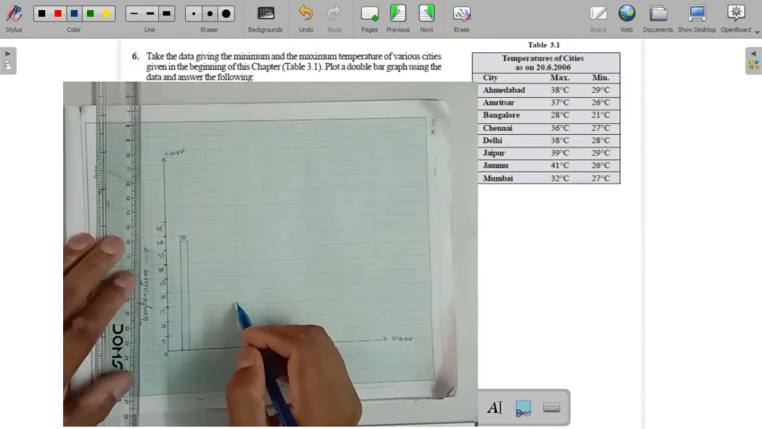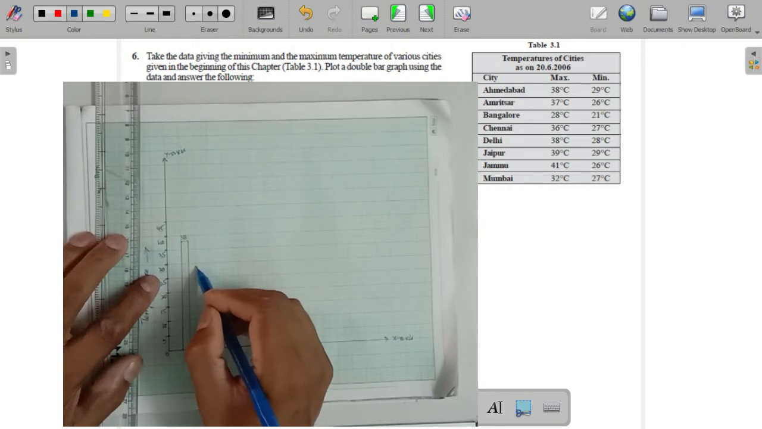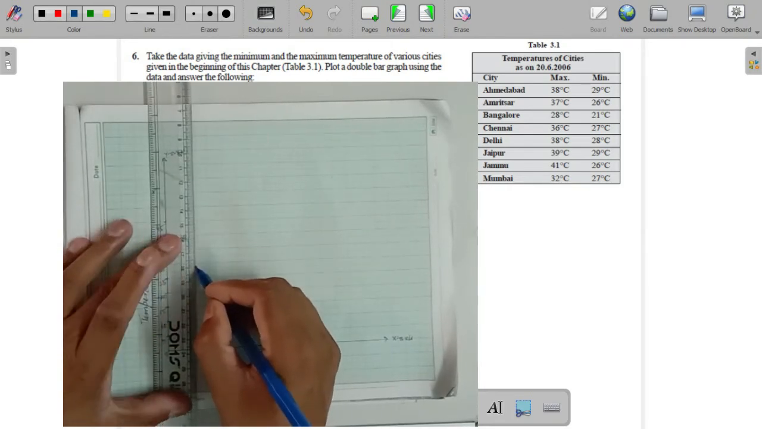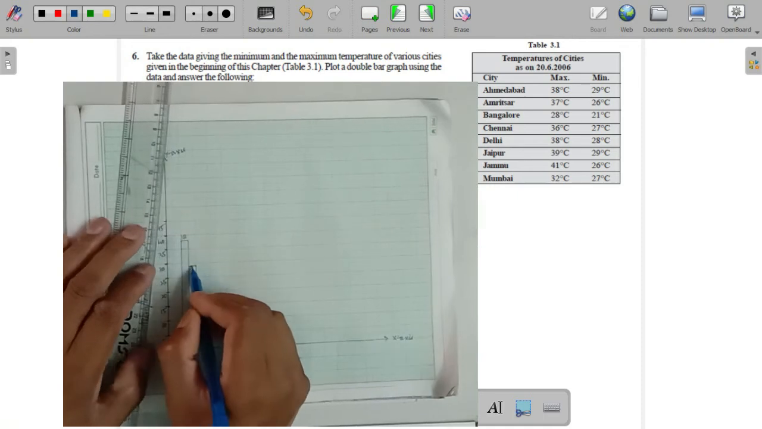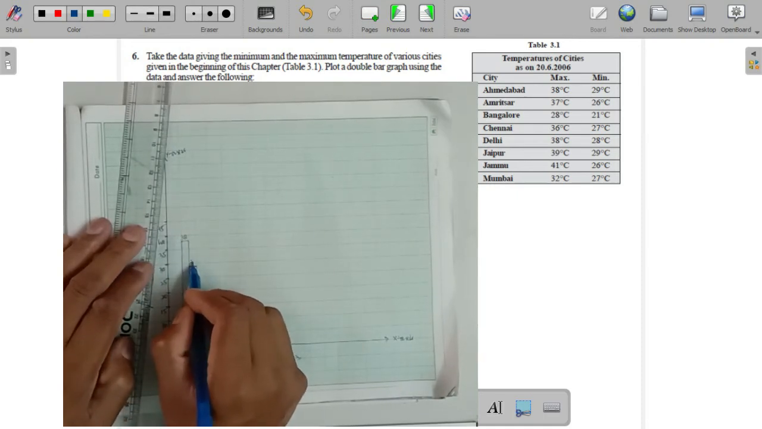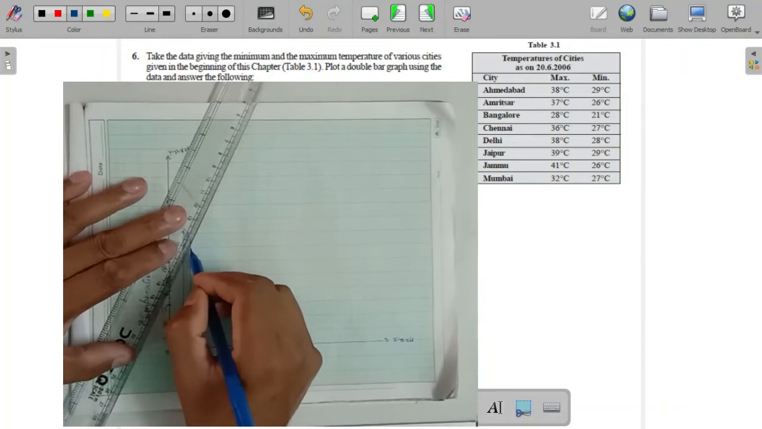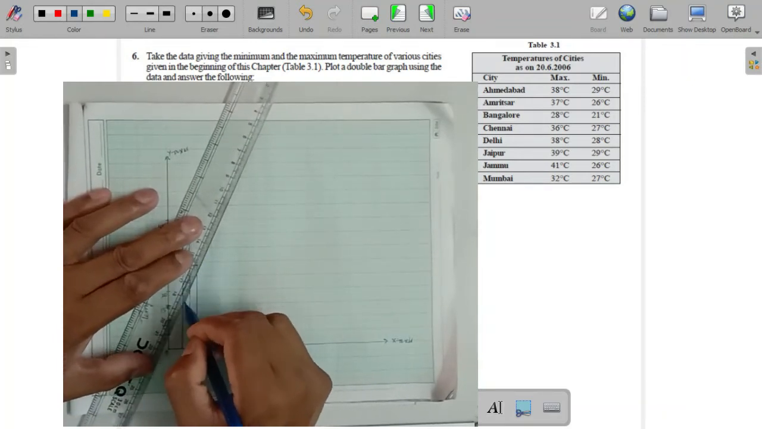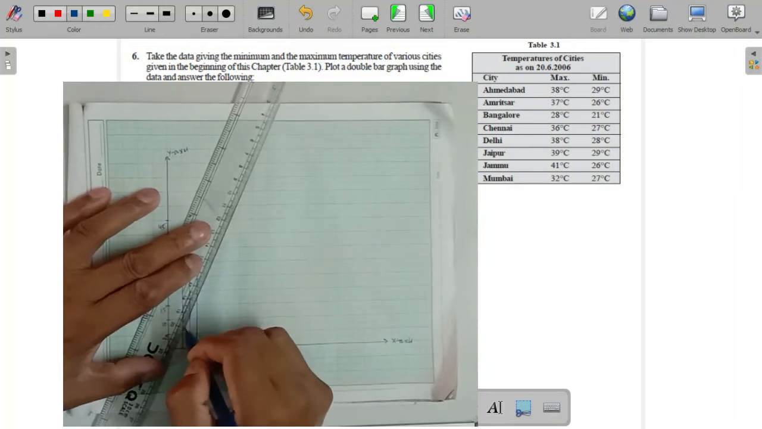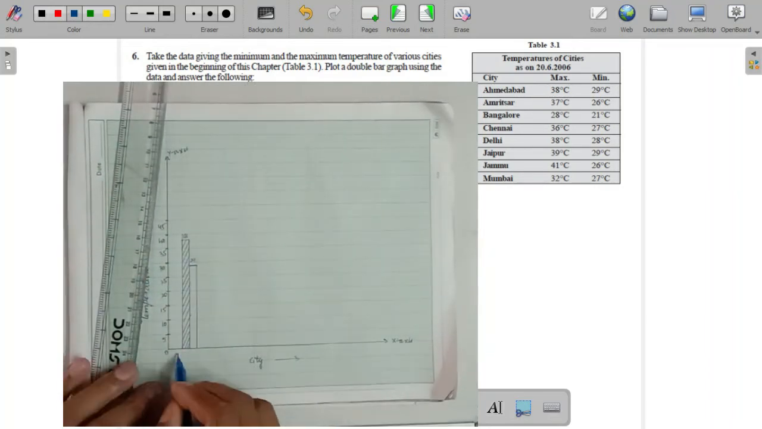Then minimum temperature it is 29 degree. Where 29 will come after 25. You have to take 4 degree, that is 4 to the 8. 8th line and join up to 8th. After 25, it is 29. Then say first rectangle. Then write name of first city, that is Ahmedabad.